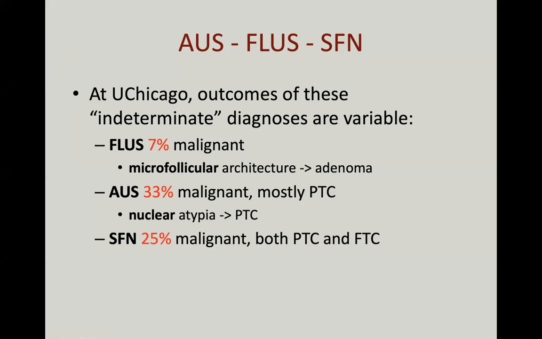Our surgical outcomes of these diagnoses are quite variable. For FLUS, only 7% of these are malignant. Most of them end up being benign adenomas. For AUS, which is predominantly nuclear atypia, those folds and wrinkles, these actually end up being 33% of them malignant, mostly PTC. And suspicious for follicular neoplasm, about a quarter of them end up being malignant, ranging from both a highly cellular papillary carcinoma to follicular carcinoma.